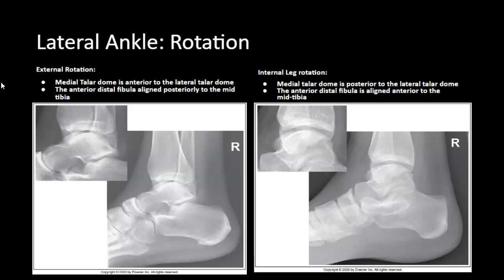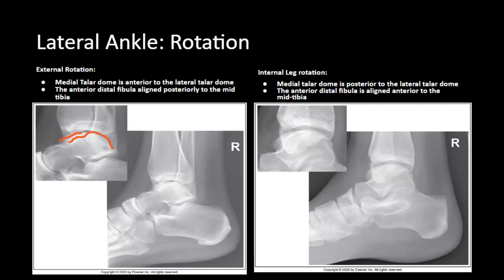So the first thing we're going to look at is, are these talar domes one on top of each other, or is one in front of the other? And in this case, one is in front of the other. The medial talar dome here is anterior to the lateral talar dome. That should indicate to you that there is some external rotation.